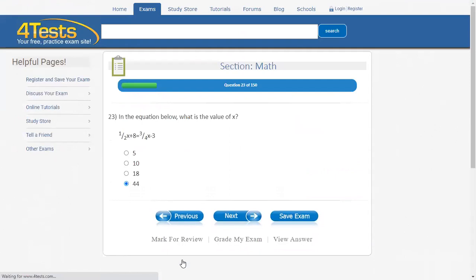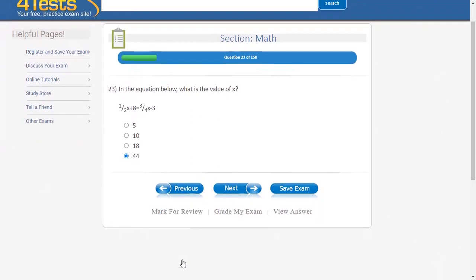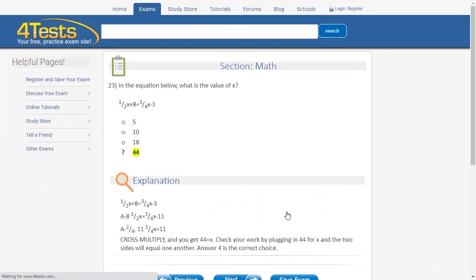That was your choice, the 23rd question: in the equation below. What I was suggesting was half x plus 8 and 3/4 x minus 3. That was my choice when you were asking what is the correct format of that question, 44. Now let's look at the answer and then we'll know the exact.